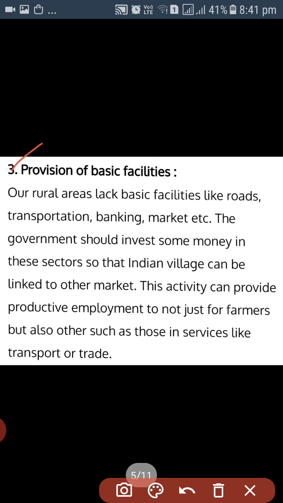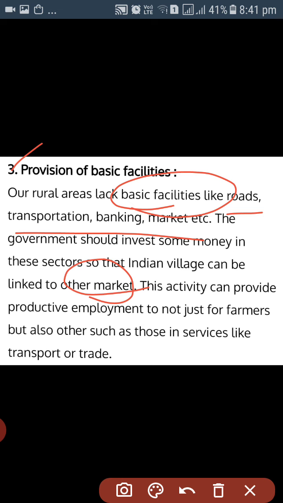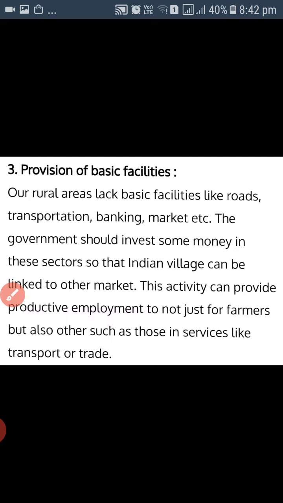Then, provision of basic facilities. Indian villages or rural areas do not have basic facilities like roads, transportation, banking and markets. The government should spend more money on the development of these basic facilities to connect the roads with better markets. This can create employment not for the farmers only but for others also, like in transport or trade. In these industries, people who work also create more employment.